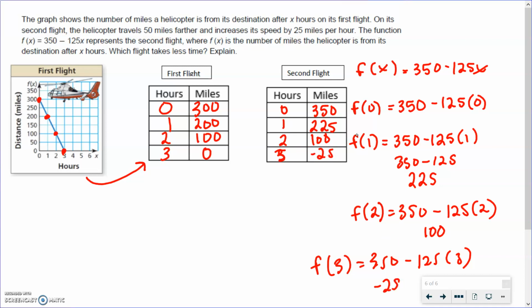So to make sense of this, this flight is faster, okay? Because it gets there sometime in between 2 and 3 hours, where this other one, this first flight, took the entire 3 hours. So what this means is if it kept flying, it would go past the destination by 25 miles. Here, we would get there at exactly 3 hours. So we know that that first flight is slower and the second flight is faster. Go ahead and complete the rest of your notes and then do the assignment.